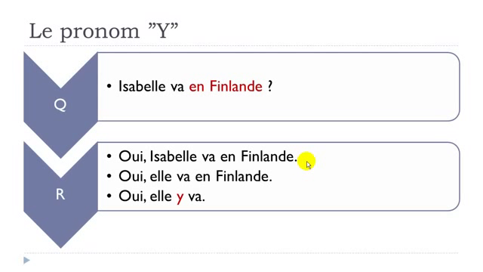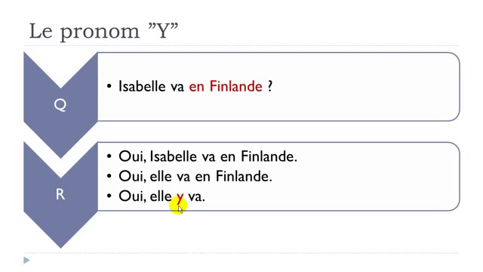Of course, in many situations we won't, because French people like to use pronouns when it's possible. So the first option is to avoid repeating Isabelle. So, elle va en Finlande, all right? And the other option would be to avoid repeating this en Finlande. So it's a place, it's a country, and in that case, it means that it would be possible to use this Y, which you pronounce I. So, oui, elle y va.